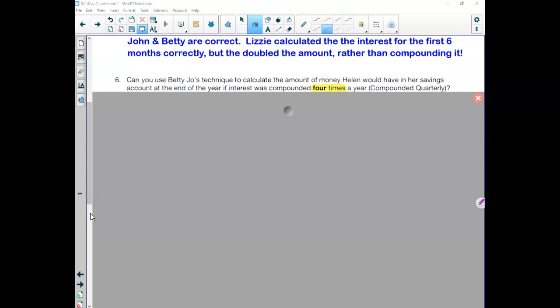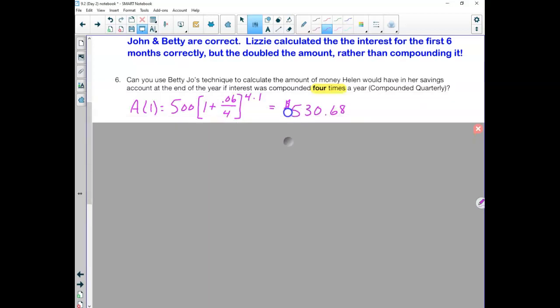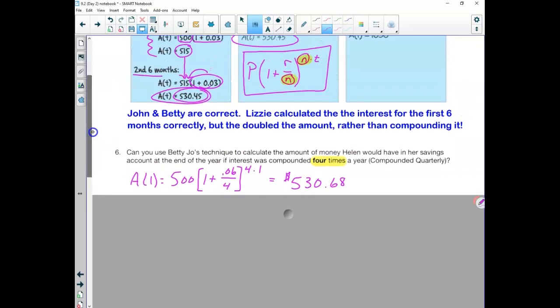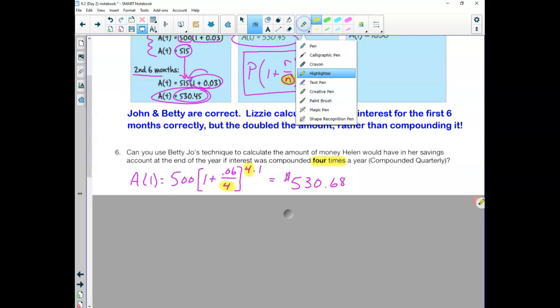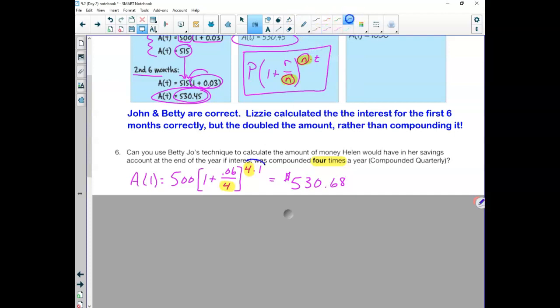All right, so we're back, and if we use Betty Joe's technique to calculate the amount of money Helen would have in her savings account at the end of the year if interest was compounded 4 times a year, well, that just means all I am doing is changing my formula that I had before up there. See that N? It's still in there for 1 year, but now N is 4. So now, because it's calculated 4 times a year, notice right up here in this little corner, she's going to get paid interest 4 times in that year.